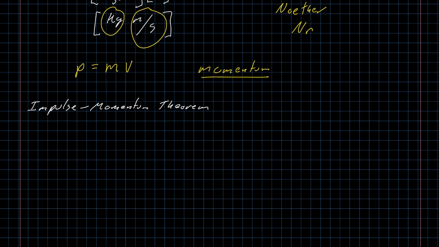One of the more on-the-nose names in science, the impulse momentum theorem, is our claim that these things are in fact related. And it simply says that the impulse acting on an object is equal to the final momentum minus the initial momentum. So impulse causes a change in momentum.